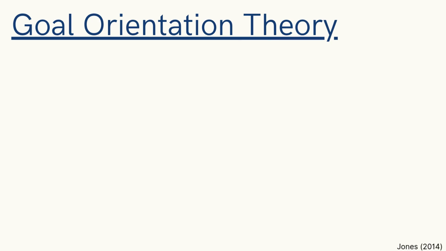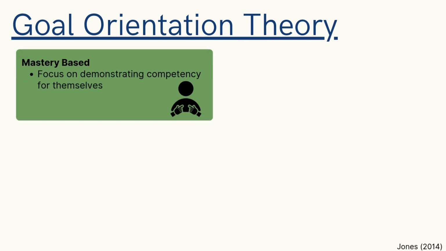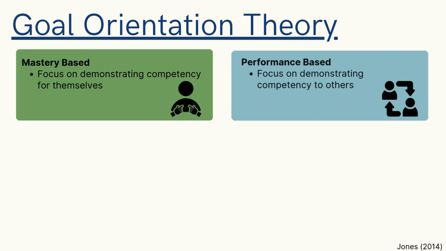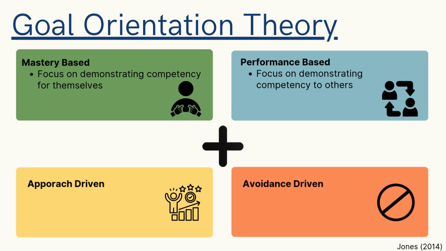According to research, goal orientation theory identifies two primary types of goals: mastery based goals, in which a person focuses on developing competency and improving skills for themselves, and performance based goals, in which a person focuses on demonstrating competency to others. These goals can also be viewed through either an approach or avoidance perspective. A goal that is approach driven is when a person seeks to gain skills or achieve success, while an avoidance driven goal focuses on avoiding failure, mistakes, or negative outcomes.